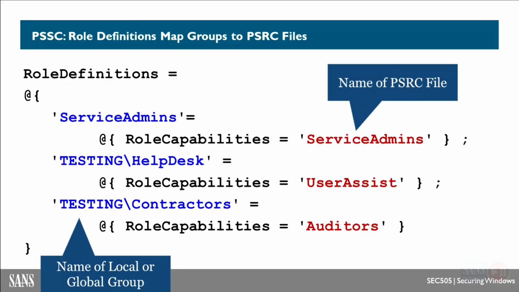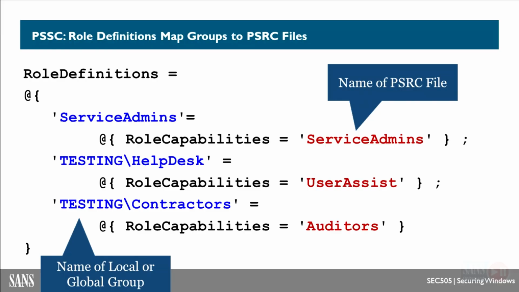Now, what if I happen to be a member of all 3 of these groups, service admins, help desk, and contractors? Well, in that case, all 3 of the associated PSRC files in red are simply merged together. And that creates one big list of all the allowed commands. The big idea here is to do role-based access control. For each major role in the organization, there'll be an associated group. And associated with each group is a list of the commands that that role needs to be able to execute to fulfill the role. In other words, to get their jobs done.